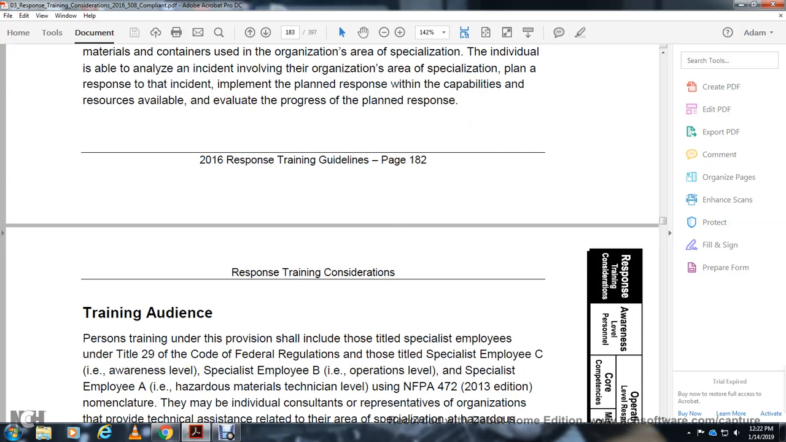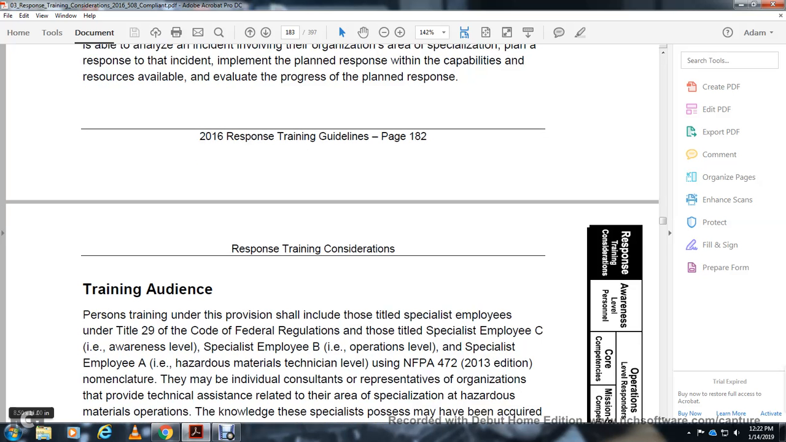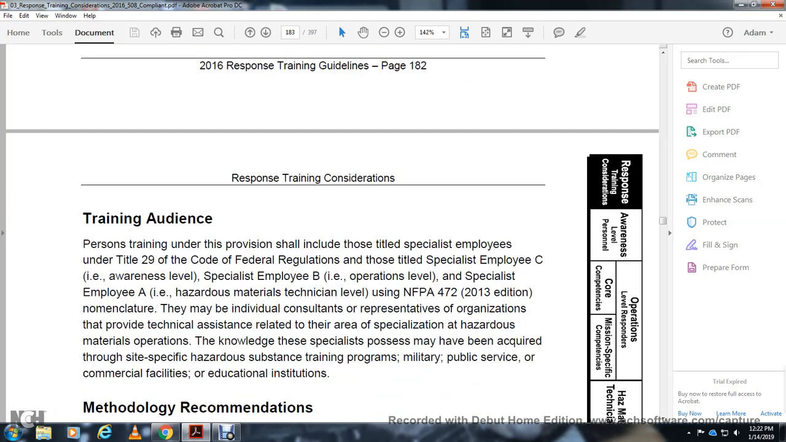Training should follow the principles of training under the provisions of Title 29 of the Code of Federal Regulations. Specialist employee C is the awareness level, specialist employee B is the operational level, and specialist employee A is the technician level, using the National Fire Protection Association 2013 edition nomenclature. They may consult with a representative of the organization and provide technical assistance related to the area of specialization.